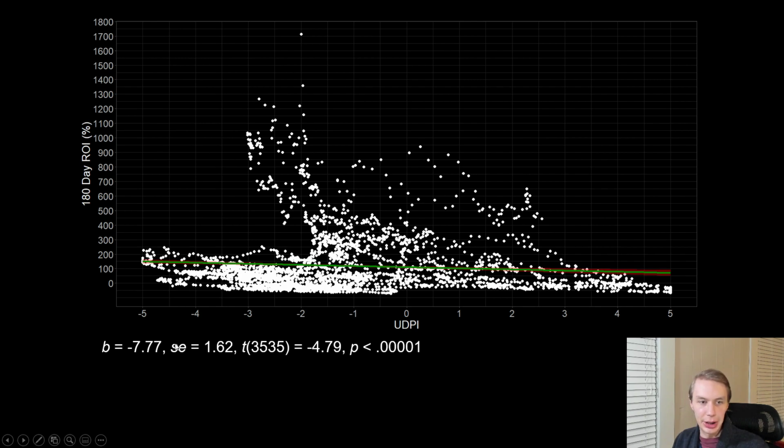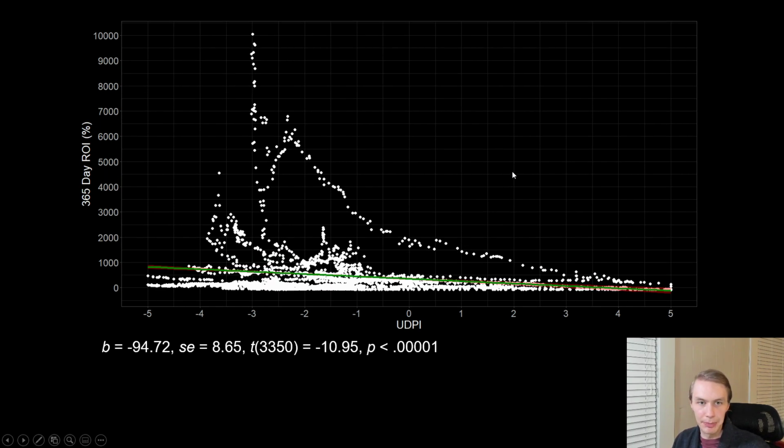The way you can actually interpret this beta is that every point lower on the UDPI that it's been, you can expect a 7% higher 180-day ROI. That's what this beta can be interpreted as. Every point that decreases on the UDPI, there's a 7% increase in the 180-day ROI. Again, it's a negative relation. So as UDPI goes up, ROI goes down. As UDPI goes down, ROI goes up. That's how you interpret that.